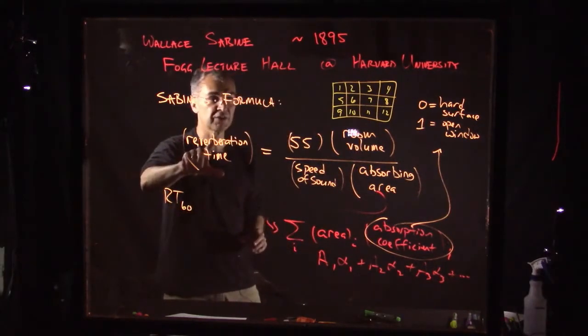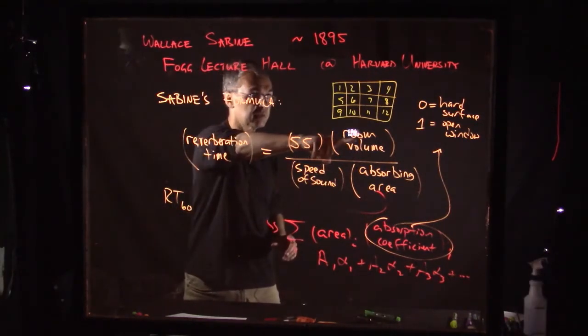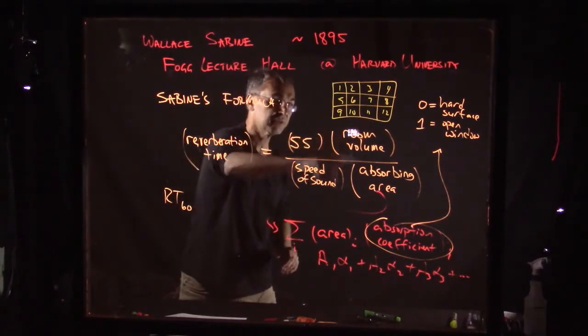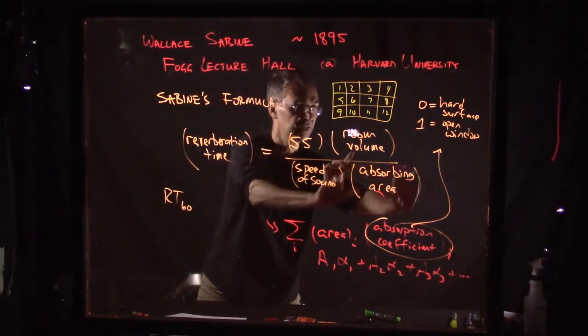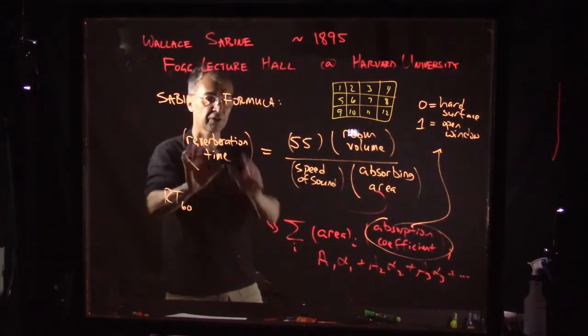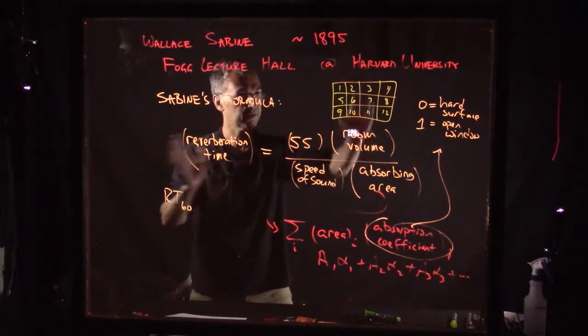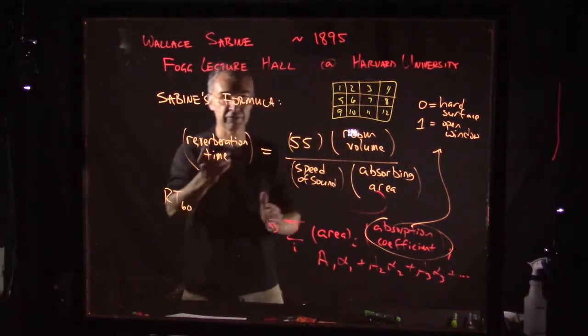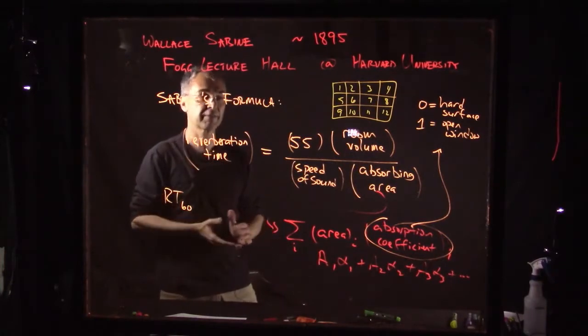So the reverberation time has the volume of the room upstairs. These are just constants. It has the volume of the room upstairs, and then it has how much area is covered with good absorber downstairs. So if you take a bigger room, like 30th Street Station, for a given type of surface, that's going to have a longer reverberation time. I think that makes intuitive sense.